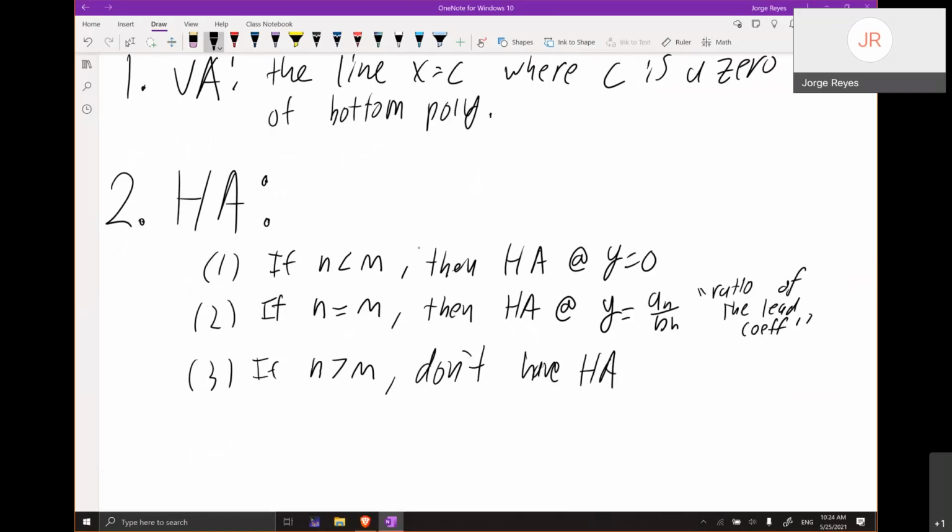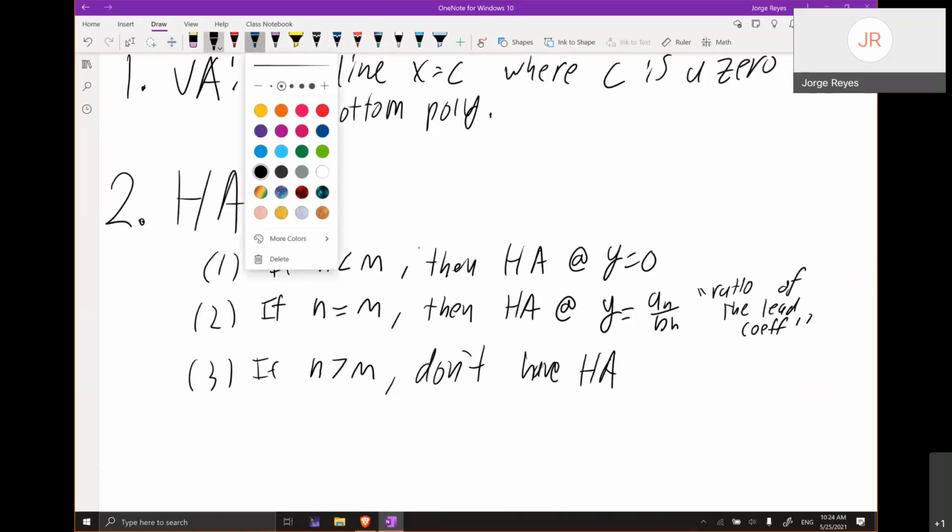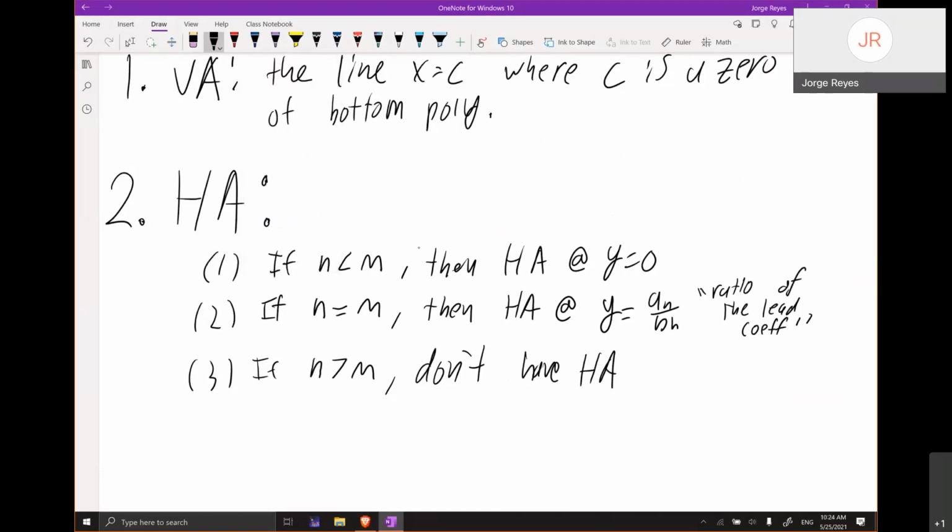In fact, you have something that we're going to talk about later in the section. We're going to have something called a skew asymptote. But now that we know this, let's do this example.